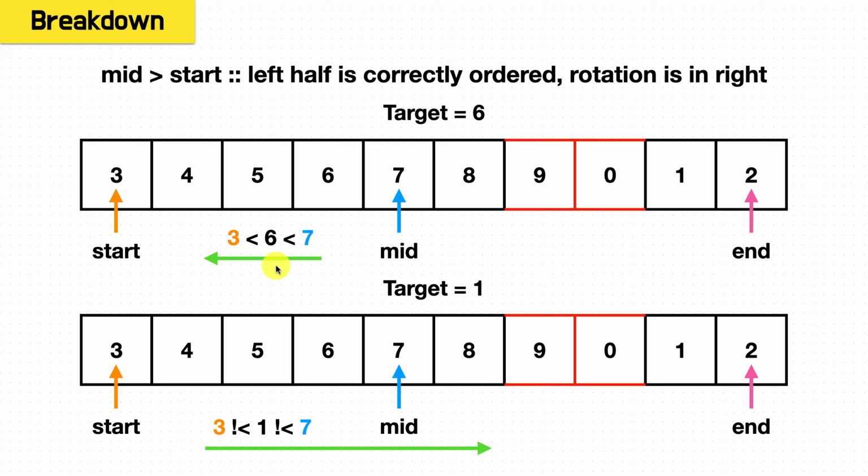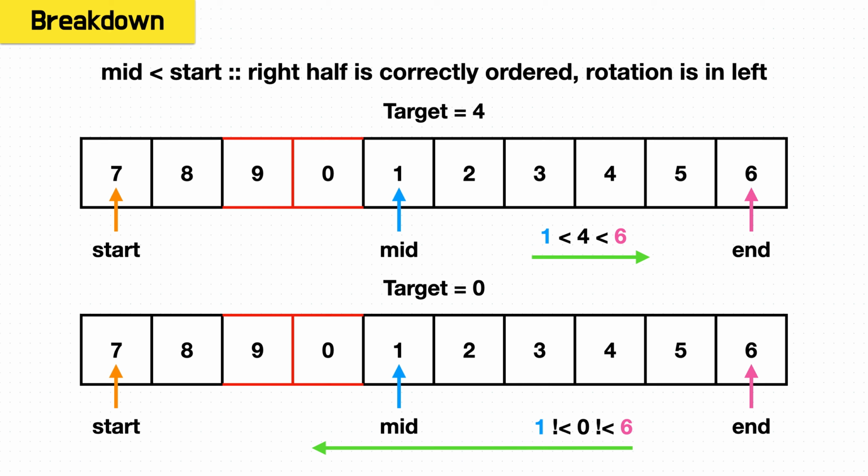Now let's take a target that's not in the correctly ordered half. Left is correctly ordered. We see 1 is not between 3 and 7, so we know that we need to go to the right half. Then we update our points and we move the start to where the midpoint is now.